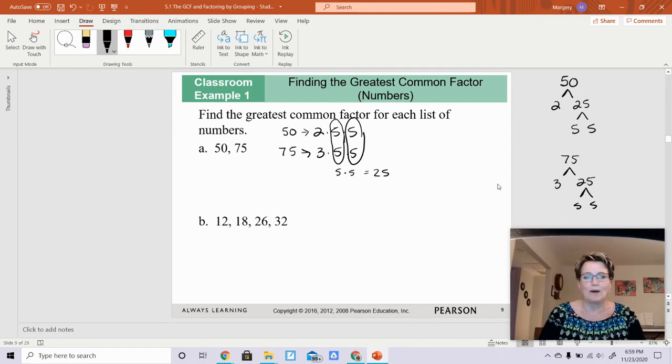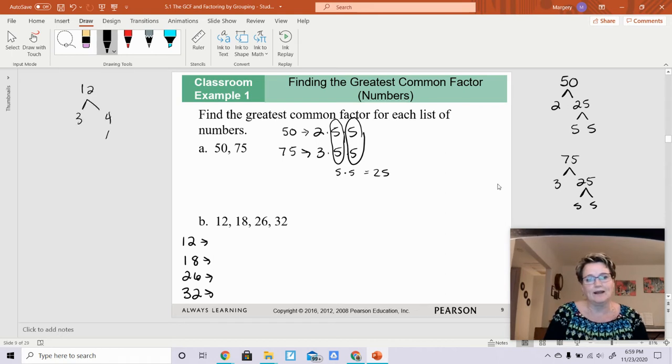So let's try 12. I'm going to line these ones up as well. 18, 26, and 32. Once again, you can make yourself a little tree, 3 and 4, and then that is 2 and 2. So I know that 2 times 2 times 3 is 12. I'm going to do 18. 18, I can do 2 and 9. 9 is 3 and 3. So I can do 2 times 3 times 3.